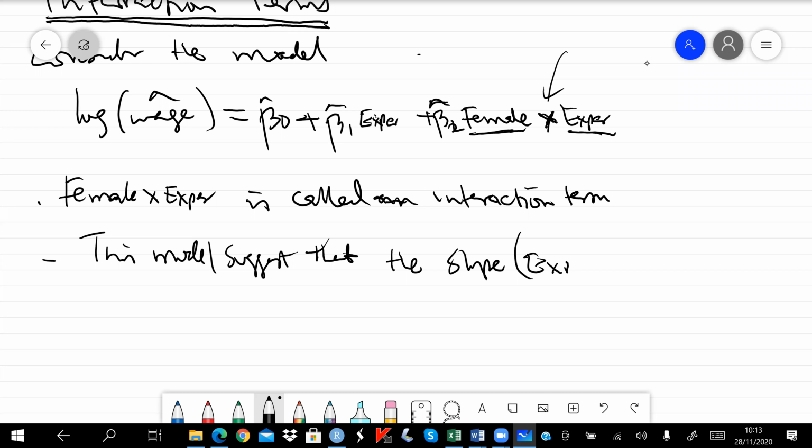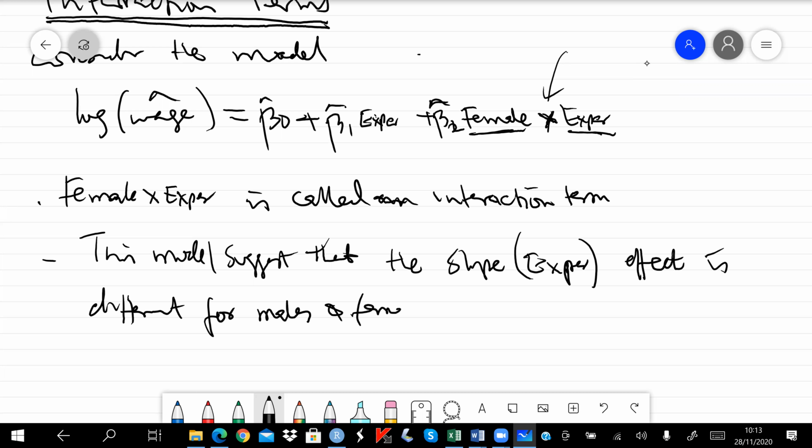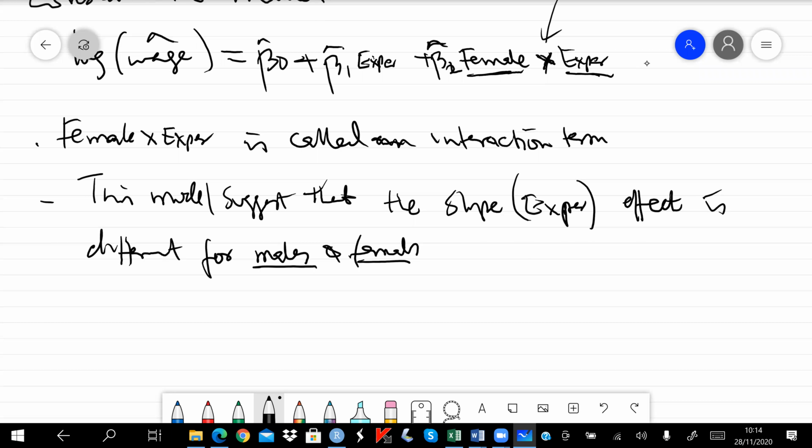experience, the slope effect is different for males and females. In other words, we do not have the same slope for the two genders. So experience does not affect wage the same way for males and females. That means you have two different lines, each with a unique slope. Okay. And for you to find that, you again use differentiation.